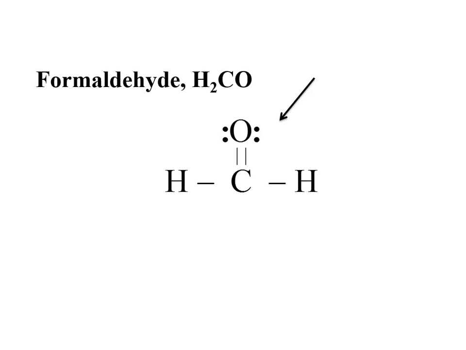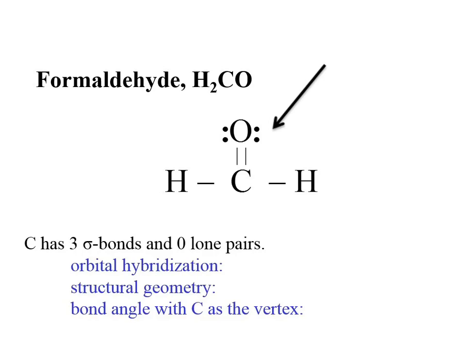Formaldehyde, again, in order to talk about structural geometry, we need to say what atom we're looking at. So in this case, follow the arrow, that oxygen atom. We have the carbon atom. So the carbon atom here has 3 sigma bonds, no lone pair electrons. So we're looking at sp2 orbital hybridization, trigonal planar, 120 degrees.